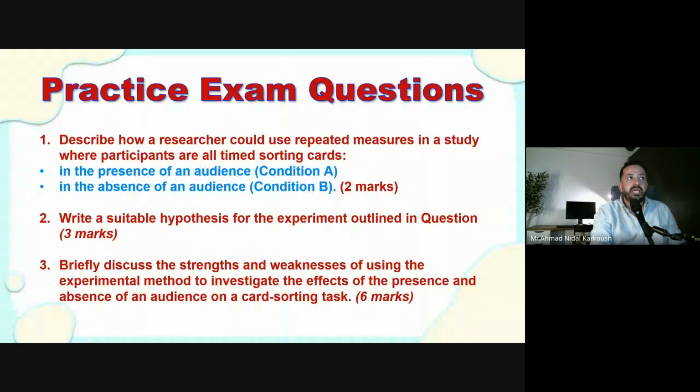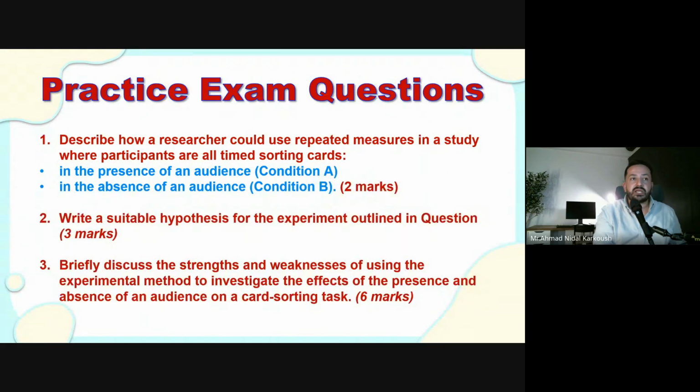If you are going to get some questions, these are some example questions. We will solve all the exam questions together, but these are just examples. They might tell you to describe how a researcher could use repeated measures in a study where participants are all timed sorting cards. So that's one thing. You will also write a suitable hypothesis for an experiment.